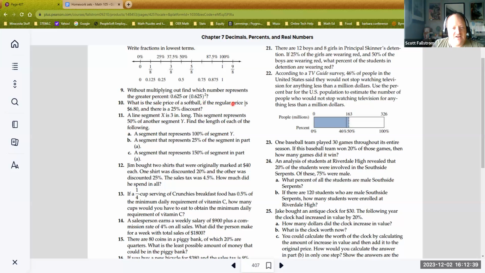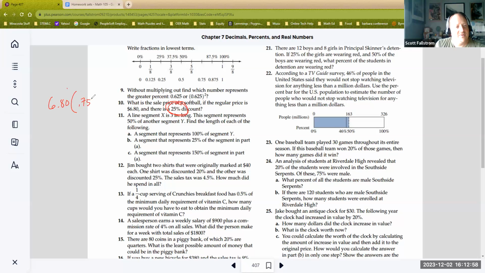What is the sale price of a softball? Regular price is this, and there's a 25% discount. So many ways to do this problem. I hope you start finding the efficient way to do it, but I'm not going to stop you. You can do it any way you want. You want to do the long way? Knock yourself out. But hopefully, if you're sitting here and saying, hey, wait a minute, $6.80, 25% discount. Oh, so I am paying 75%. And that's how I can find the new price. It's not asking me what the amount of the discount is. It's asking me what is the new sale price.